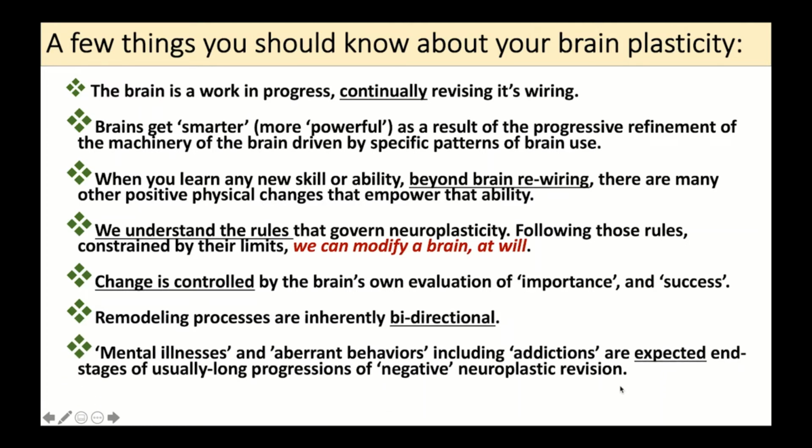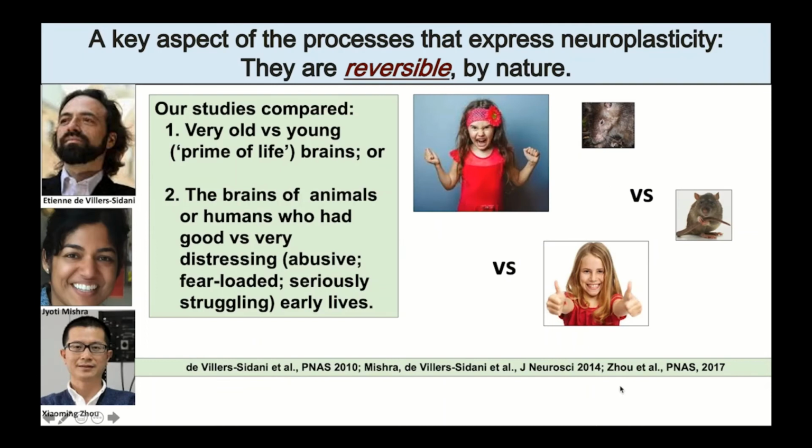Finally, mental illnesses, aberrant behaviors, including addictions, are expected end stage. They're not really diseases. They're the end stage of long progressions of negative neuroplastic revision. So the brain can get into trouble because it is plastic. And that plasticity can lead it off into, you could say, holes, into bad places. Now, a key aspect of these processes that express neuroplasticity is their reversibility. I want to say a little bit more about this.